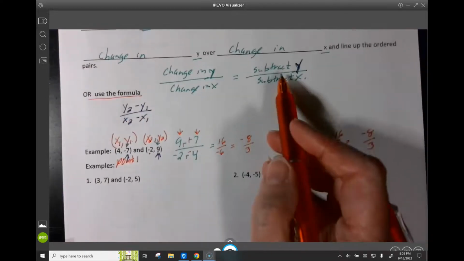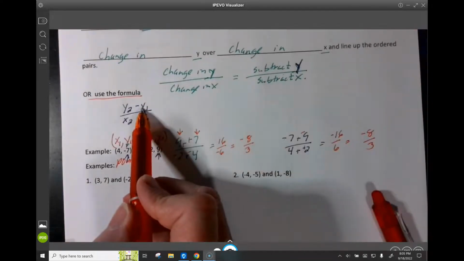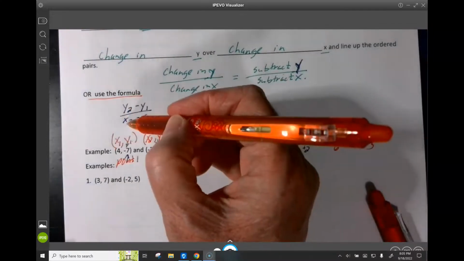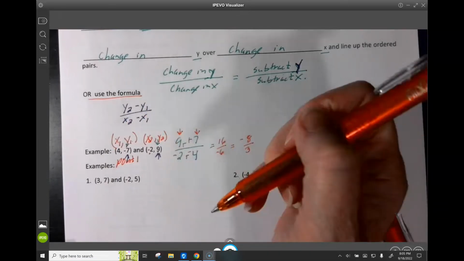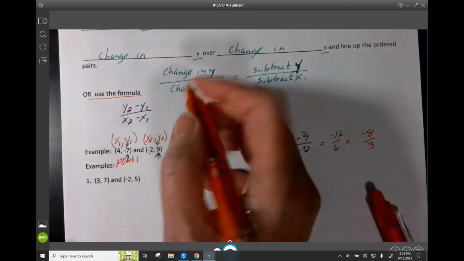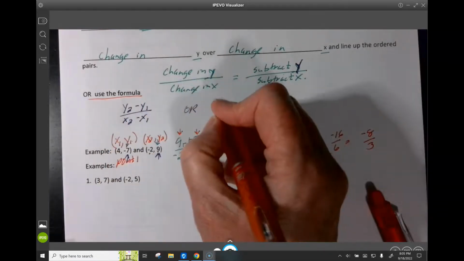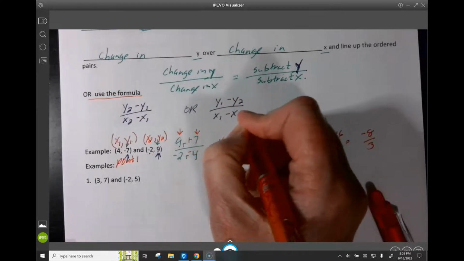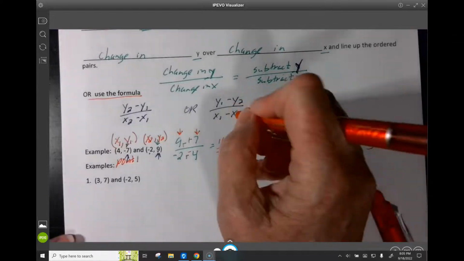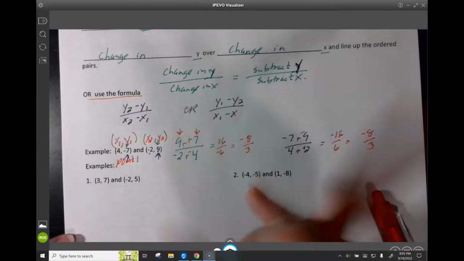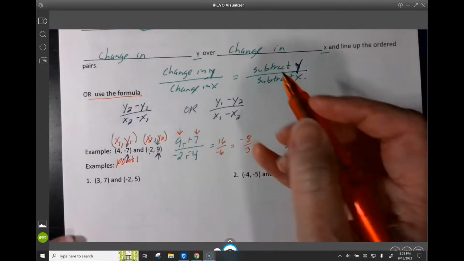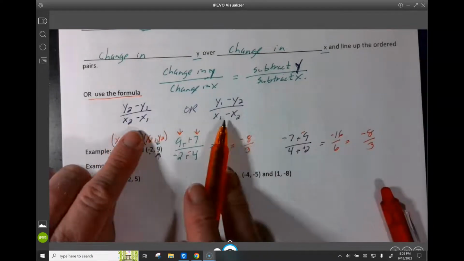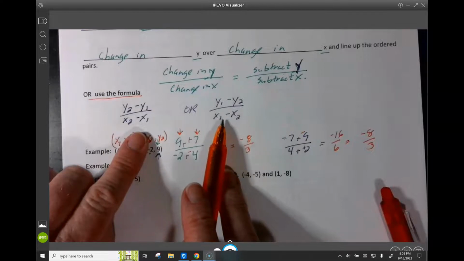So they did what we were talking about. They subtracted y over subtract x, did that. These have to be the same ordered pair. These have to be the same ordered pair. Okay, so if that's true, couldn't I also go y sub 1 minus y sub 2 over x sub 1 minus x sub 2? Yes, I could. Whoops, that needs to be a subscript. Okay, so this is what people would say is the official formula. They do the same thing, so it doesn't matter.